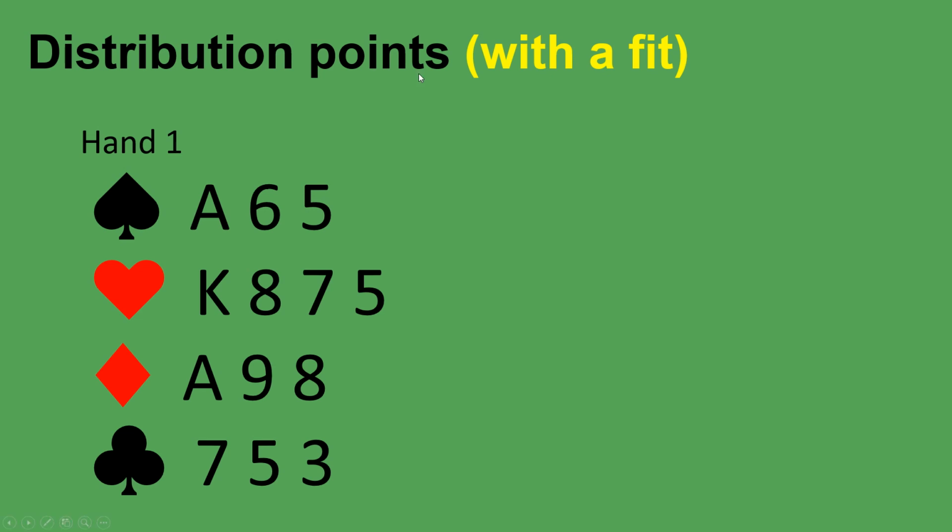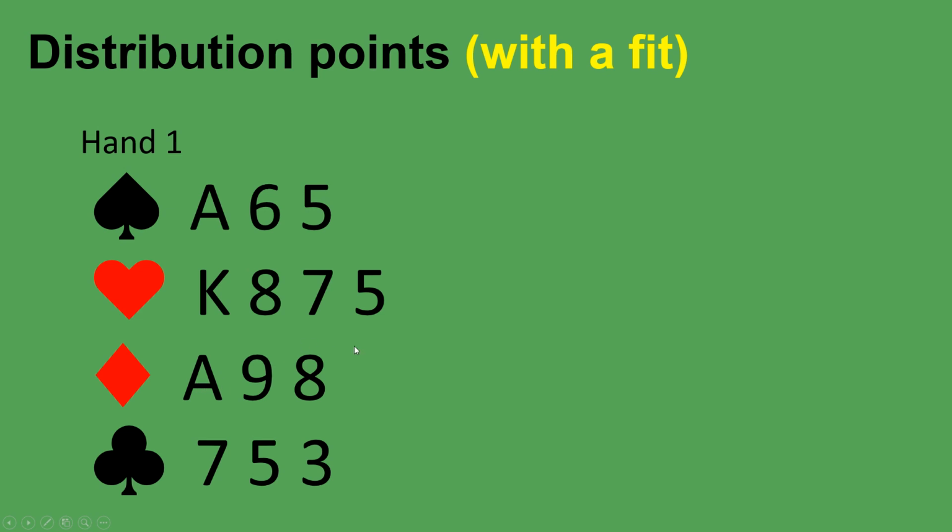So, this is the first hand. First I want you to count your high card points, remembering 4 for an ace, 3 for a king, 2 for a queen, and 1 for a jack. Pause the video and count. I hope you counted 11 points. 4 plus 3 is 7, plus 4 is 11.